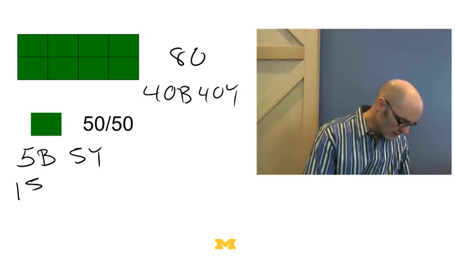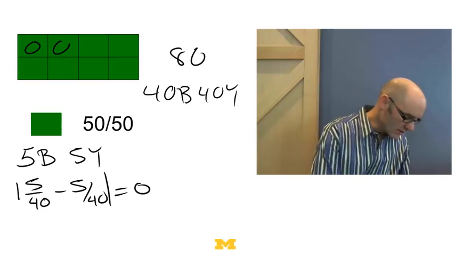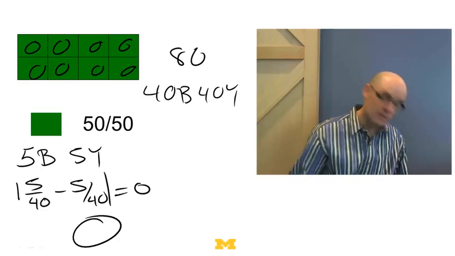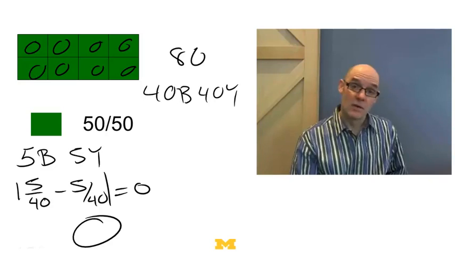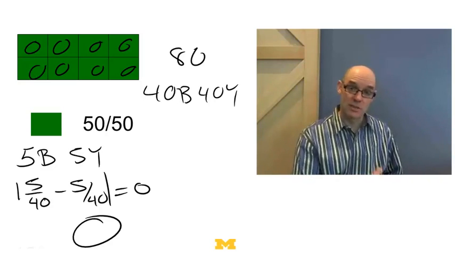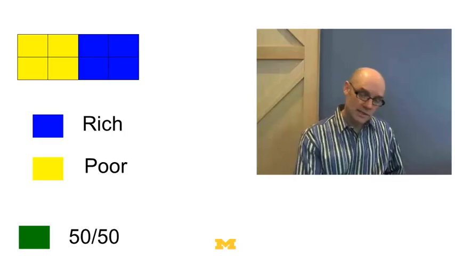So for each one of these blocks, I get 5 over 40 minus 5 over 40, which is 0. So every single block contributes 0, and my total index of dissimilarity is 0. That's great, because if everyone was perfectly mixed, my index would be 0. So it seems like a pretty good index. But let's go back and look at this other case.